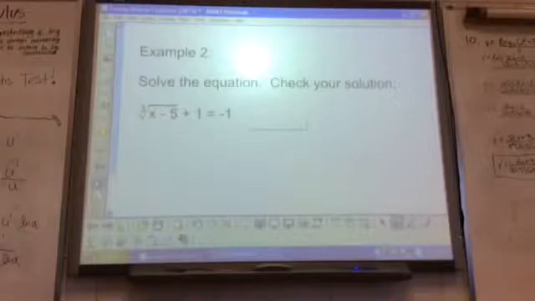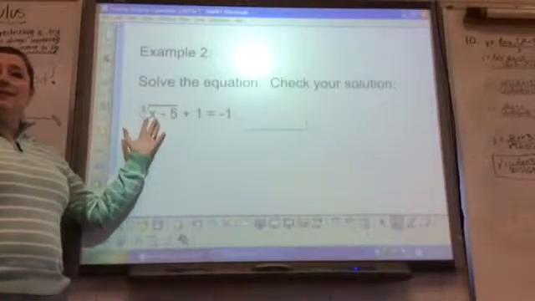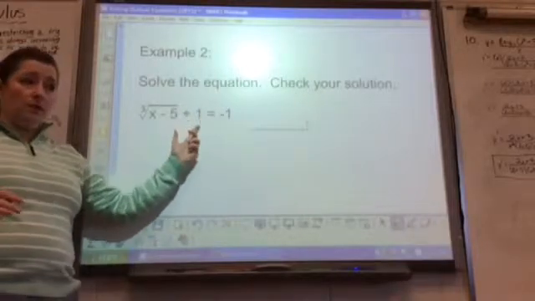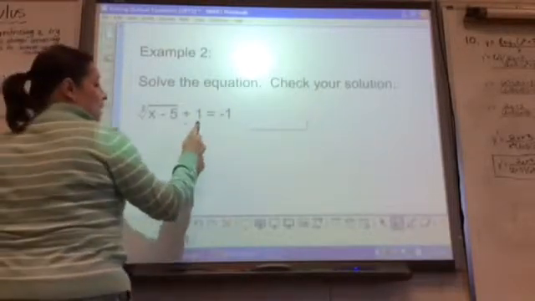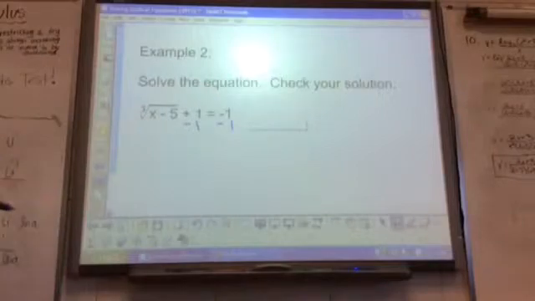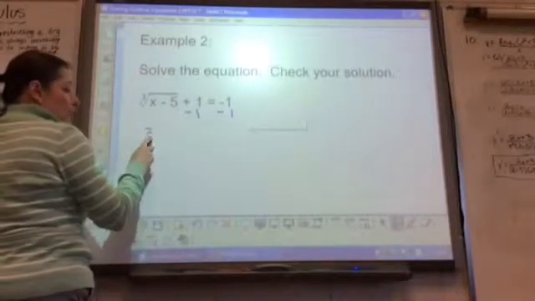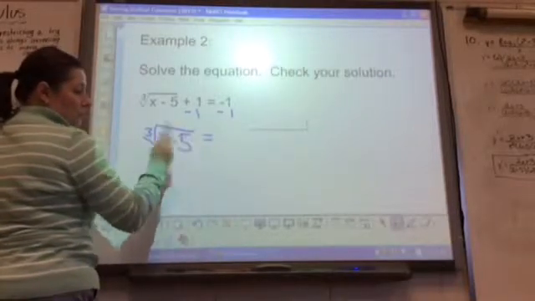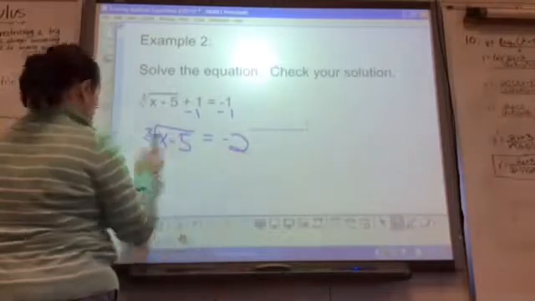Now, first step, get that radical by itself. It has other junk over here. So we need to get rid of this. So what are we going to do? Minus 1. We're moving that. We can't square until we get the radical by itself. All right, so we got cube root of x minus 5 equal to negative 2.